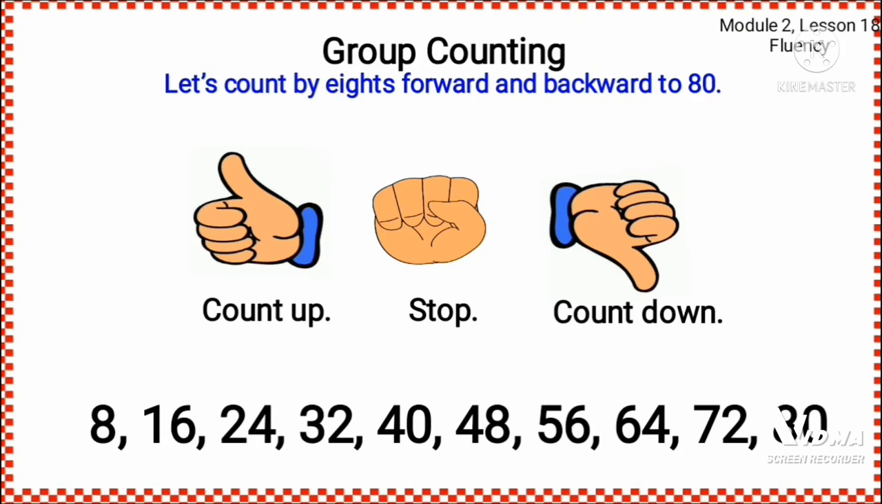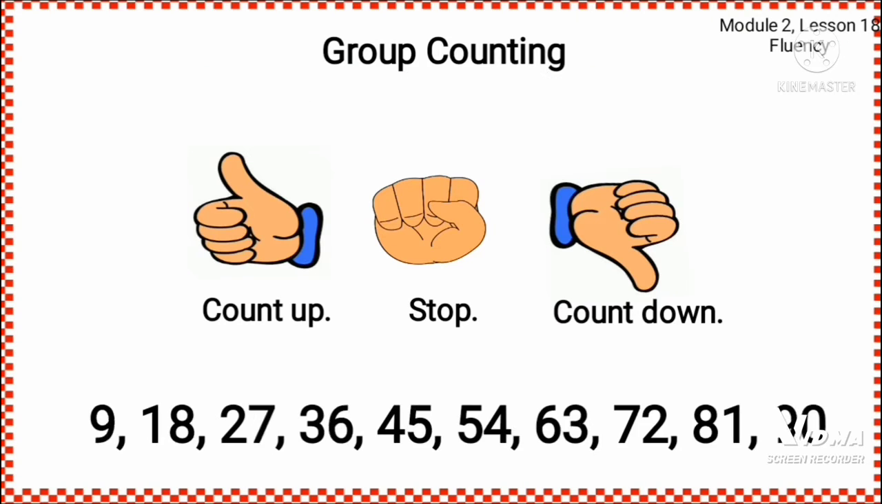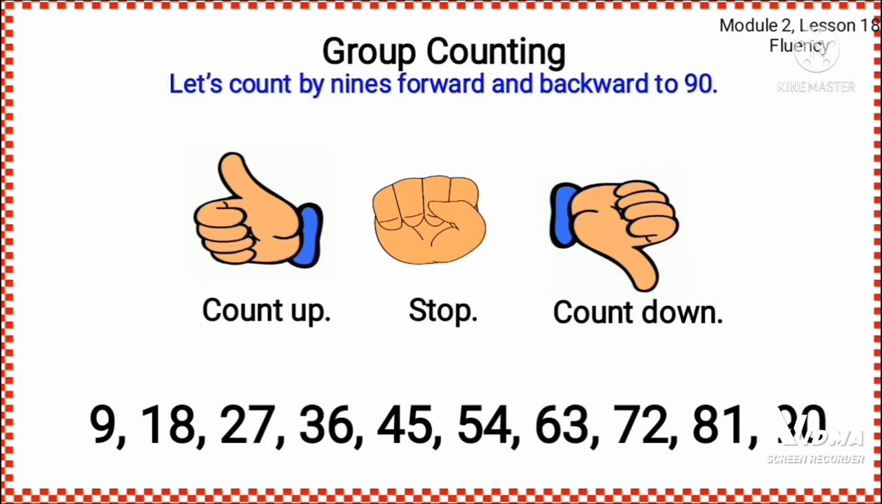Fantastic job. Let's do one more. Let's count by 9s to 90. Start. 9, 18, 27, 36, 45, 54, 63, 72, 81, 90.